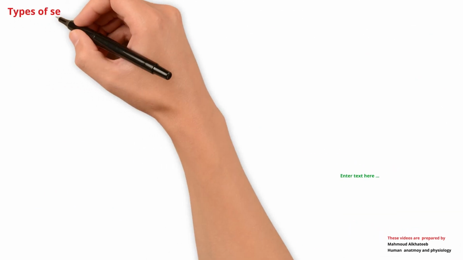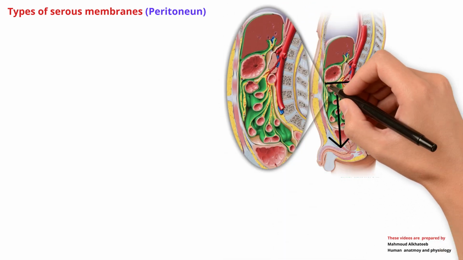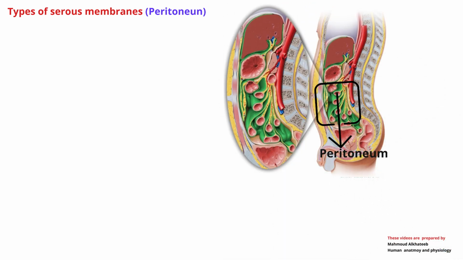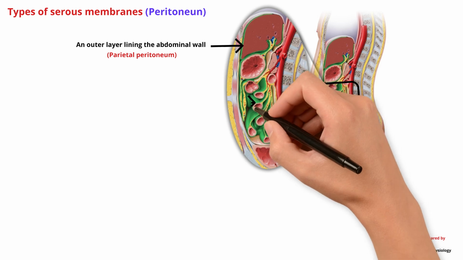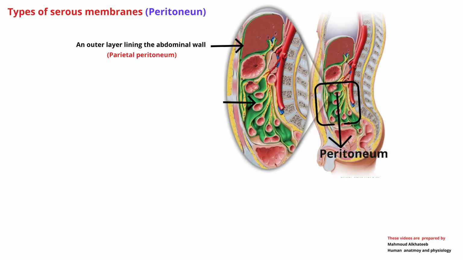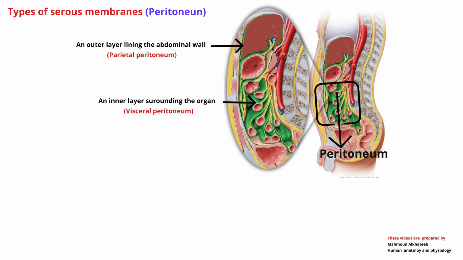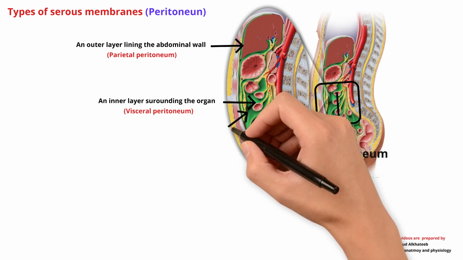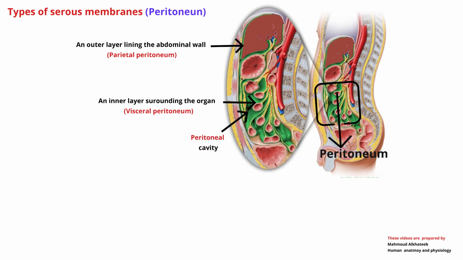Take a look at the image provided. Here, we can see the peritoneum, which is the last serous membrane that lines the abdominal cavity and surrounds its organs. Notice the two distinct layers: the outer parietal peritoneum, which lines the inner abdominal wall, and the visceral peritoneum, which wraps around organs like the stomach, intestines, and liver. Between these layers, observe the peritoneal cavity that is filled with serous fluid that reduces friction and allows smooth organ movement.